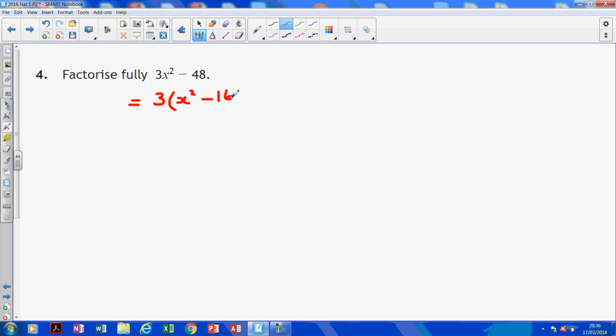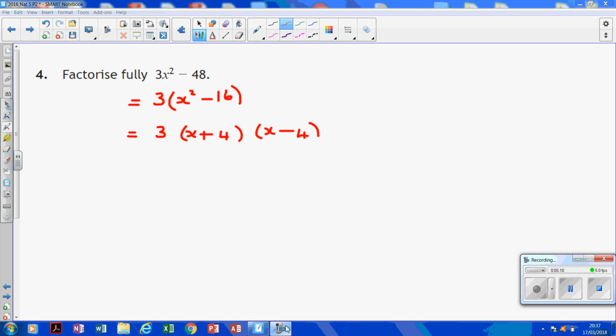Now, when you look at this, I can take the square root of x squared, that's a square, and I can take the square root of 16, which is also a square number. So make two identical brackets. Square root of x squared is x, put that in both brackets, and the square root of 16 is 4, but with a difference of 2 squares, one bracket is positive and one bracket is negative. It does not matter what order I put those plus and minus signs in, it is still exactly the same.